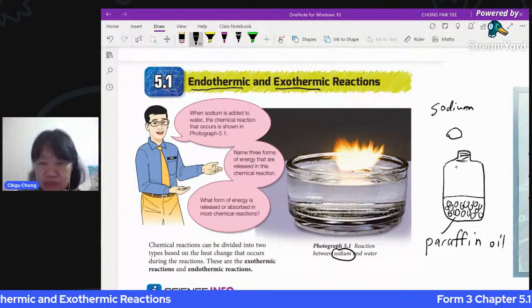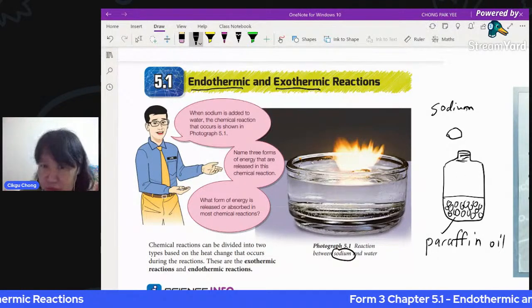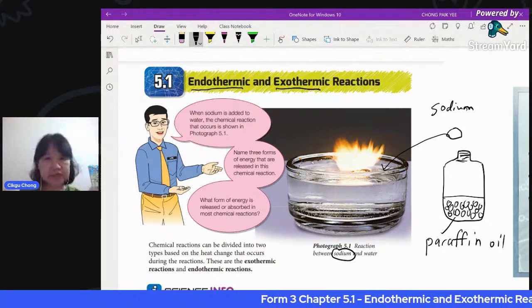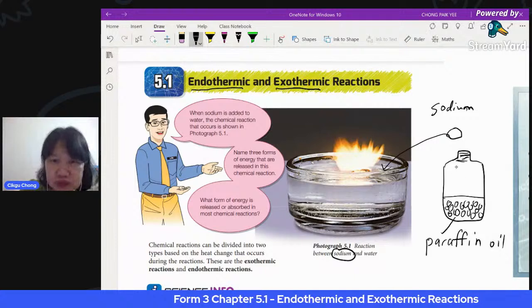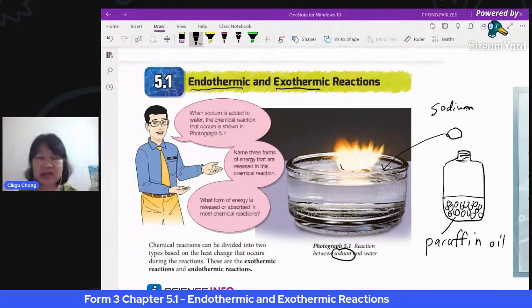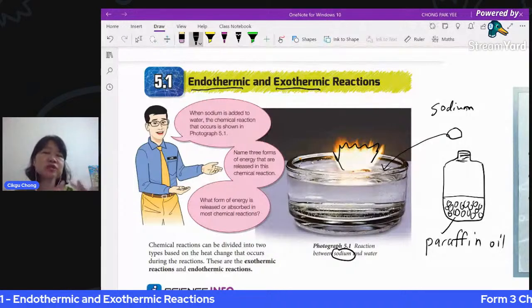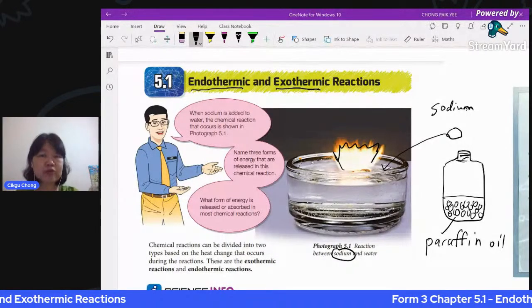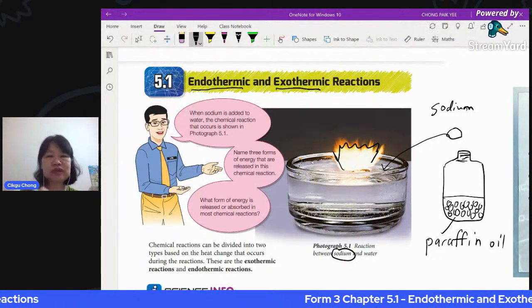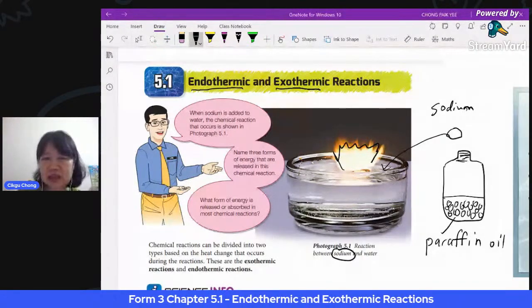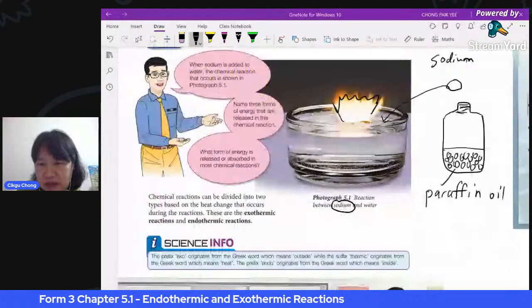We can do this experiment. You take a piece of sodium, put it into a beaker of water, and it's very spectacular. It can be done, and it's actually quite safe, but we must do it in the open. We don't do it in a closed environment. We do it in the field, all right? And we just put a piece of sodium in, and then it will sort of melt, you know.